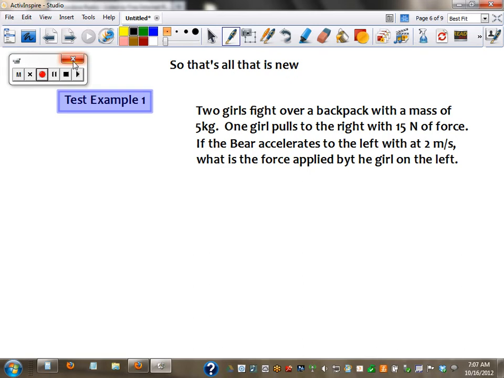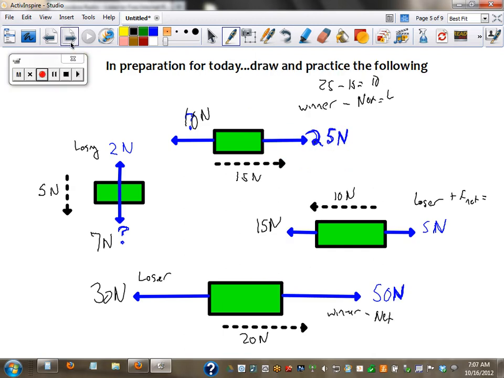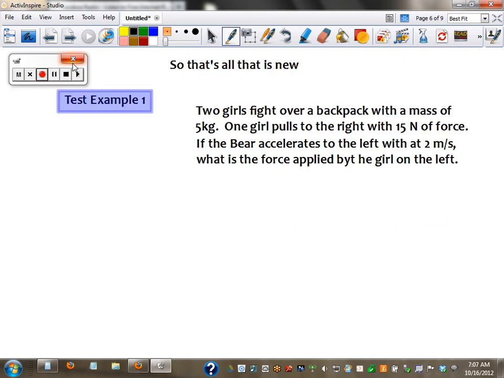Okay, now this is what the test is. That's it. That's the only thing new is what I just showed you. Everything else is going to be exactly the same as it was in the first topic, only you have to think a little bit more, because you have to figure out, am I solving for the winner or the loser? So here we go. Pause the video and see if you can solve this.